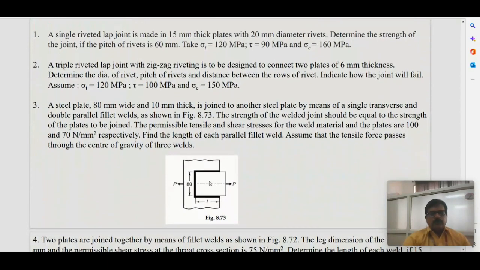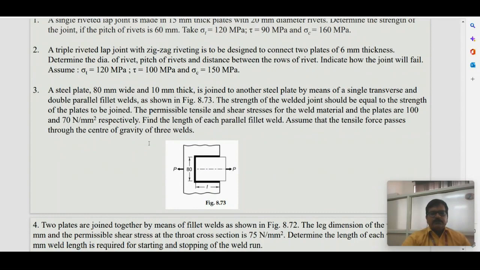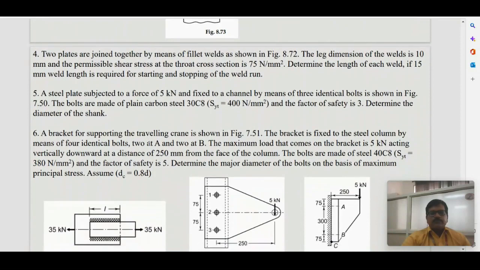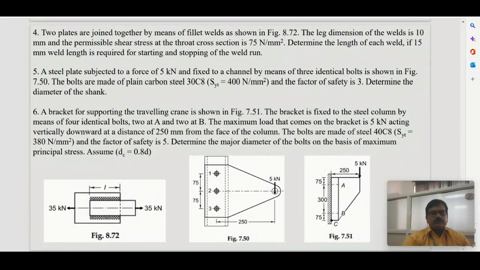So here there are several problems given for practice from the riveted joints, from the welded joints, and also from the bolted joints. So these are the various problems given for you to practice. Practice this and have good command over the subject. So thank you for watching, and let us meet in the next video.